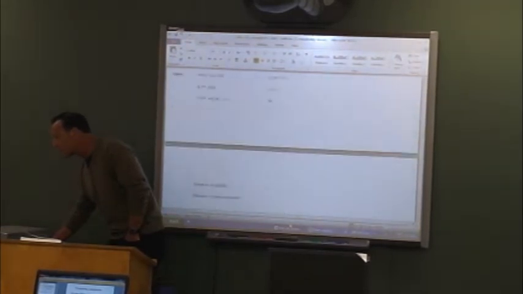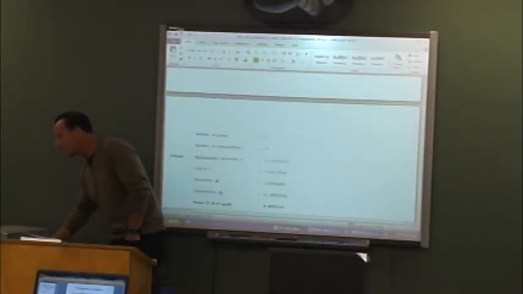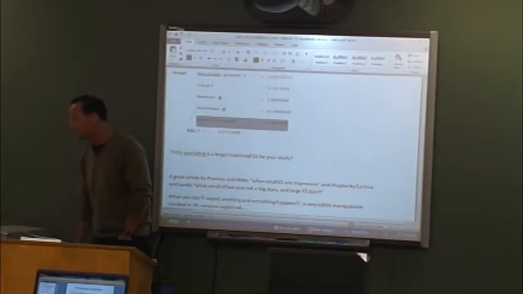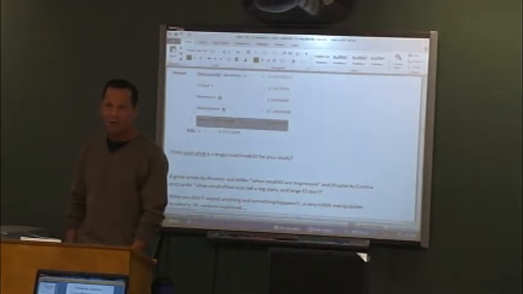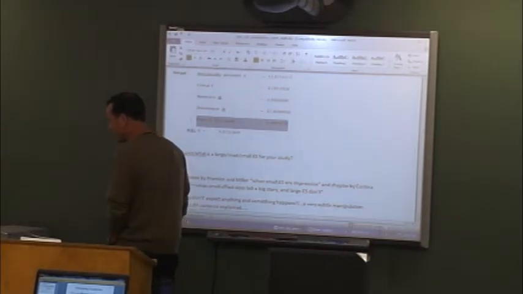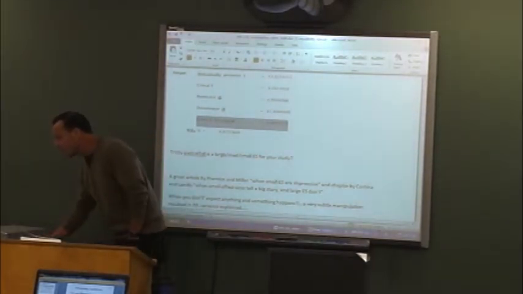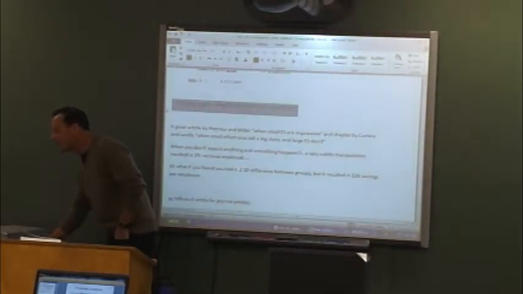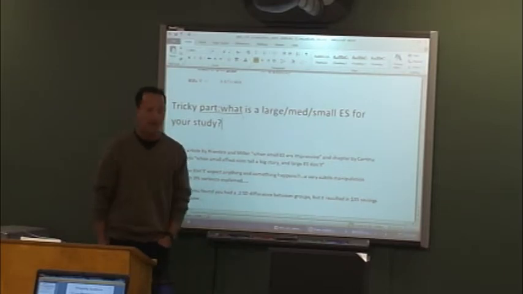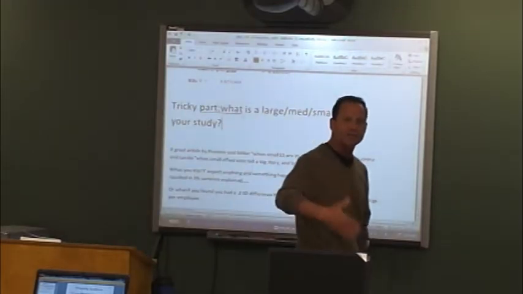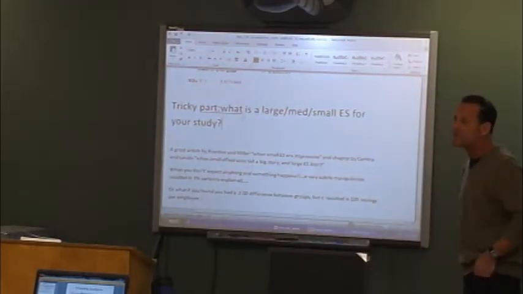So here you see from GPOWER, 90 people give me a power of 0.9, which means if Chad says, wow, if I have a power of 0.9, I can get away with maybe 30 people per group. So Chad can just rerun it with 30 per group and see what his power is. So, tricky part. What is a large, medium, small effect size for your study? That's a tricky part. Yes, there are many guidelines, but they may or may not pertain.